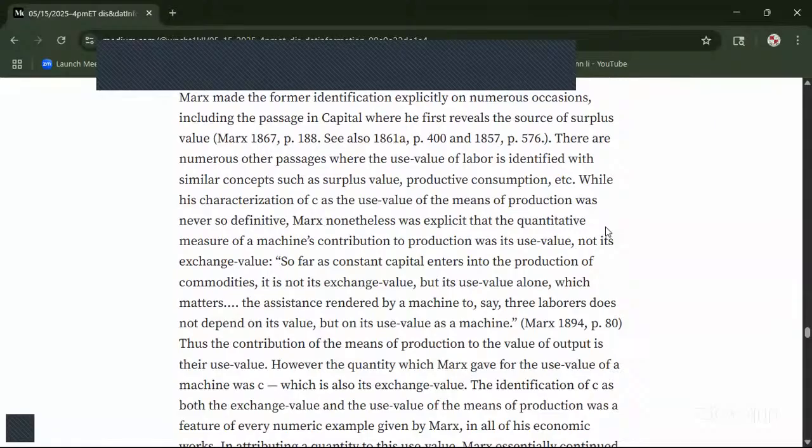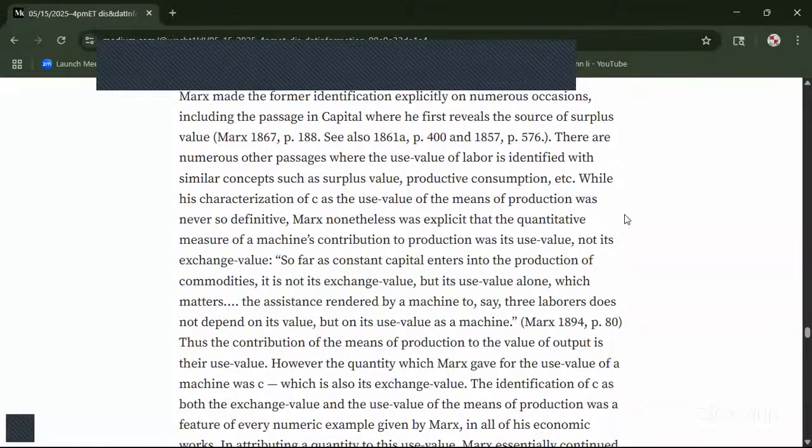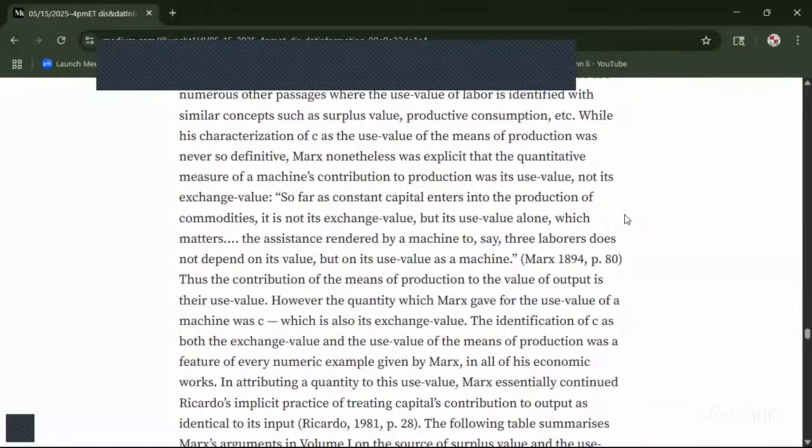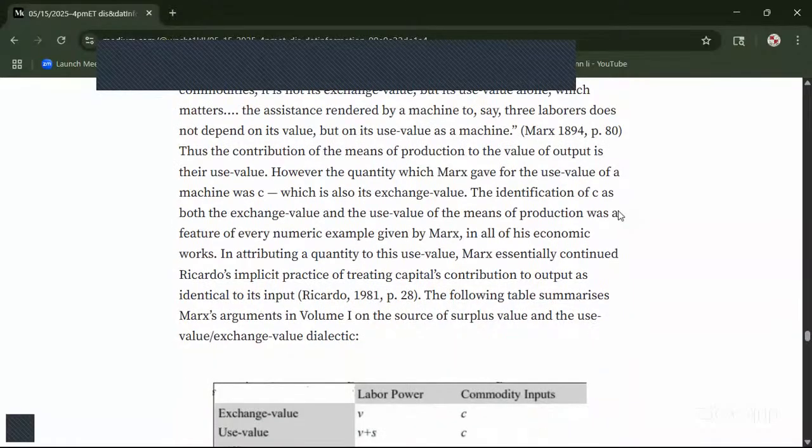So there's confusion here, right? It's an identification problem. The identification of lowercase c as both the exchange value and the use value of the means of production was a feature of every numerical example given by Marx in all of his economic works. Now, in attributing a quantity to this use value, Marx essentially continued Ricardo's implicit practice of treating capital's contribution to output as identical to its input.